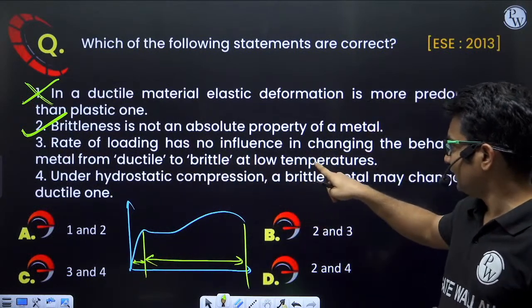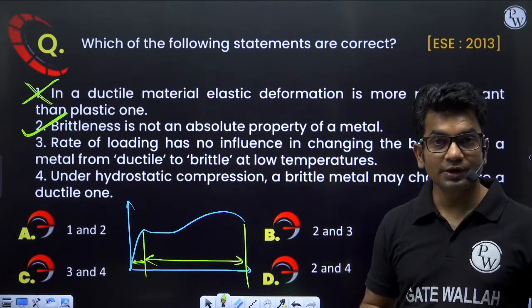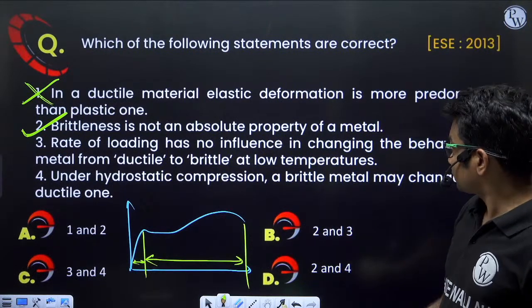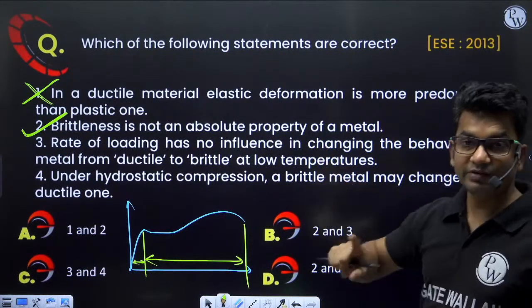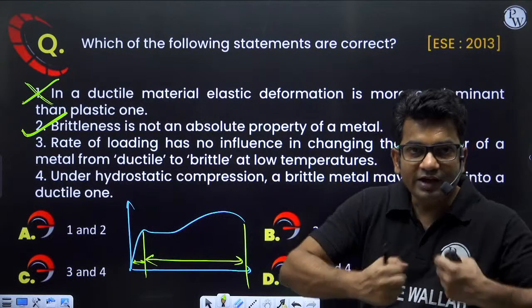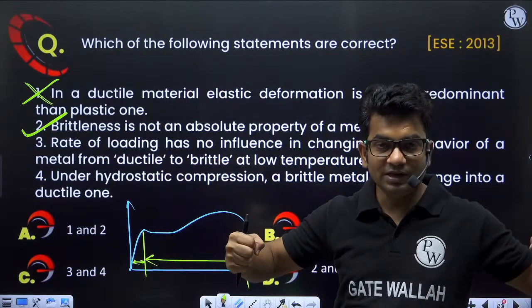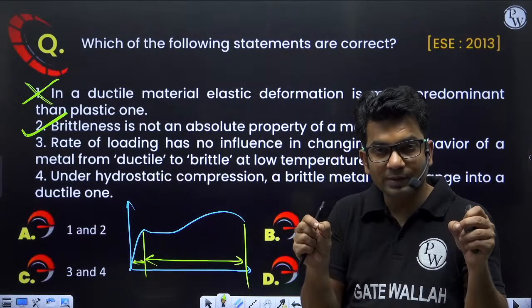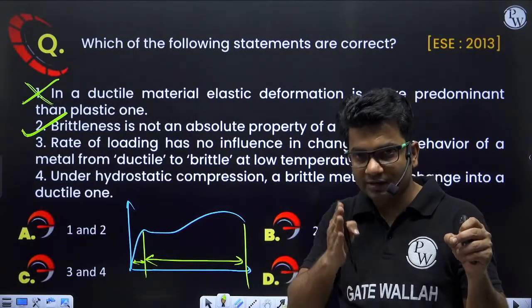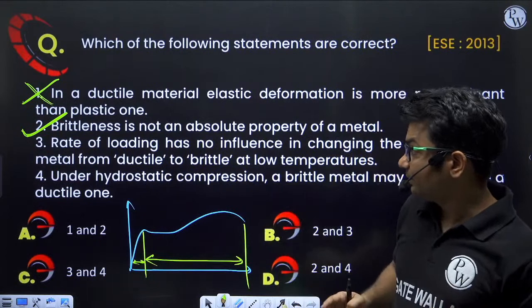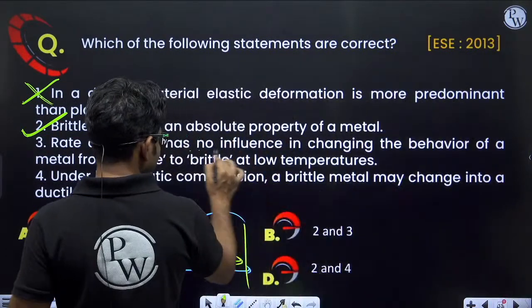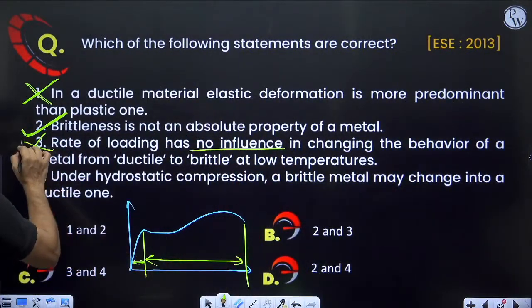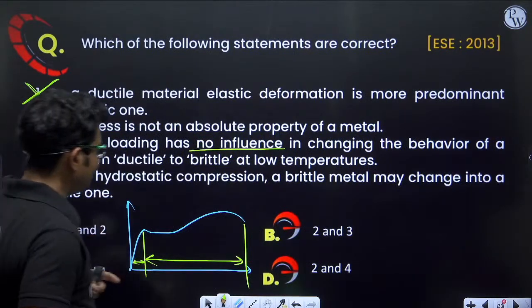Okay, then rate of loading has no influence in changing the behavior of a material from ductile to brittle at low temperatures. This is also wrong. At low temperatures, rate of loading will have influence. If I apply loading suddenly, what will happen? It will break. But if I apply loading slowly and slowly, what will happen? It will keep on elongating. So it will have influence. So this third statement is wrong.